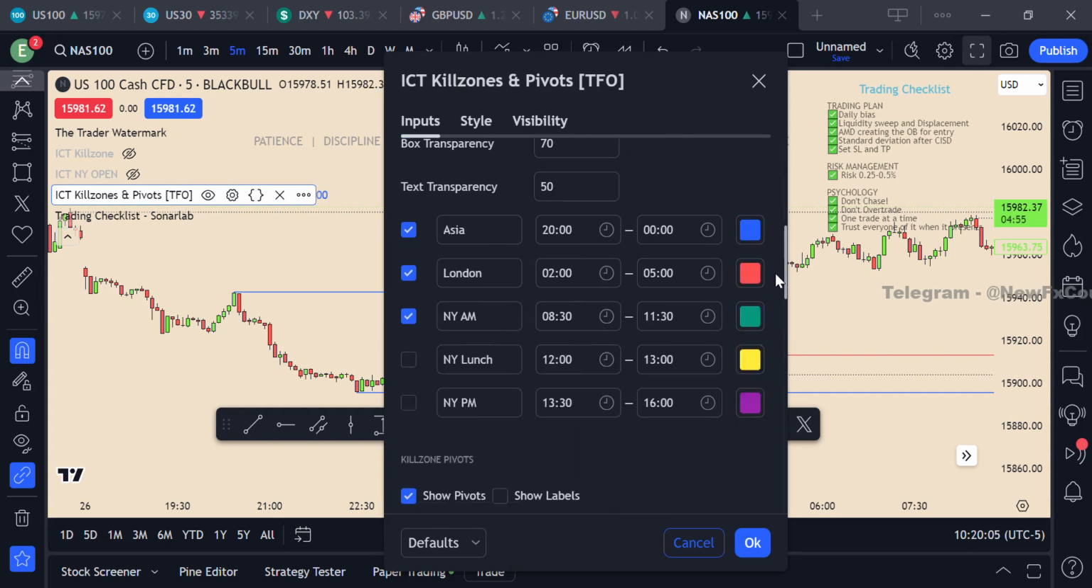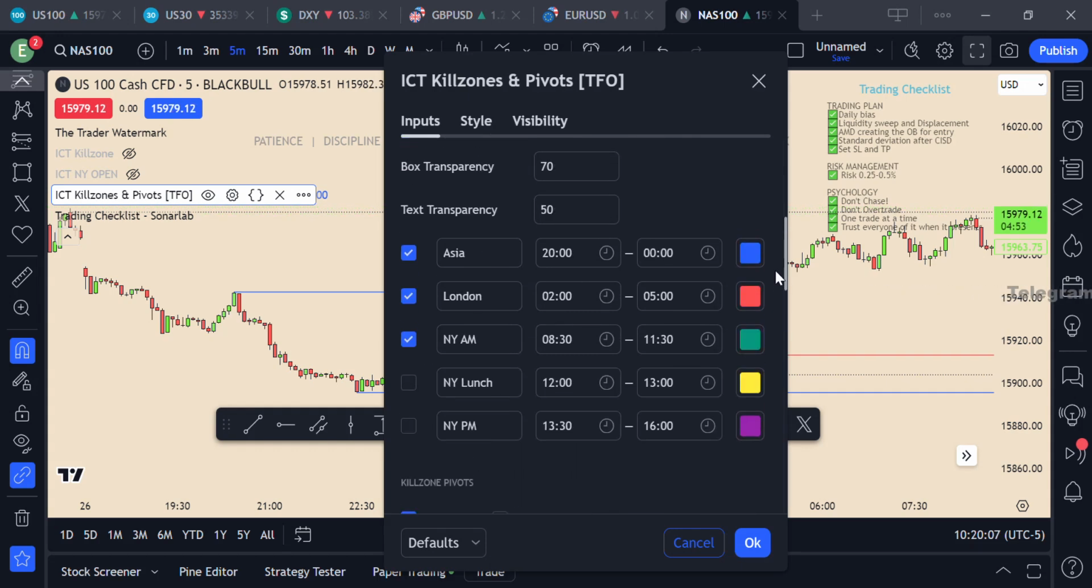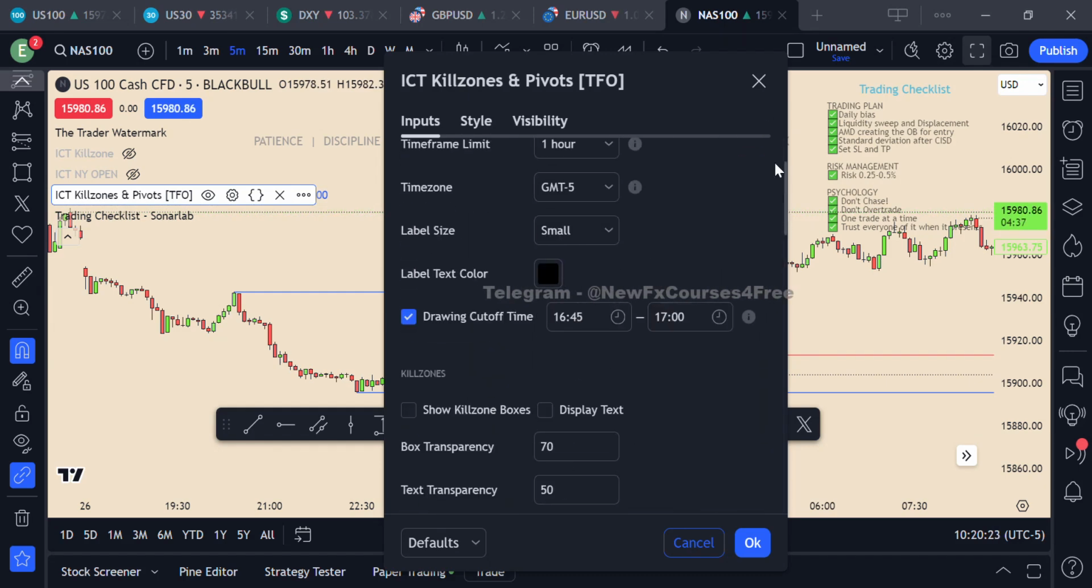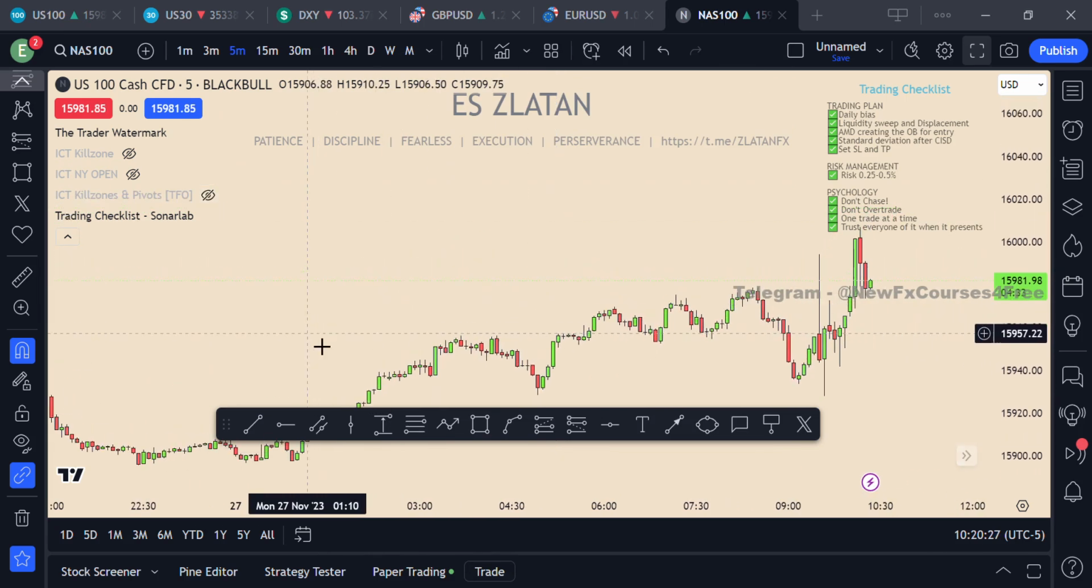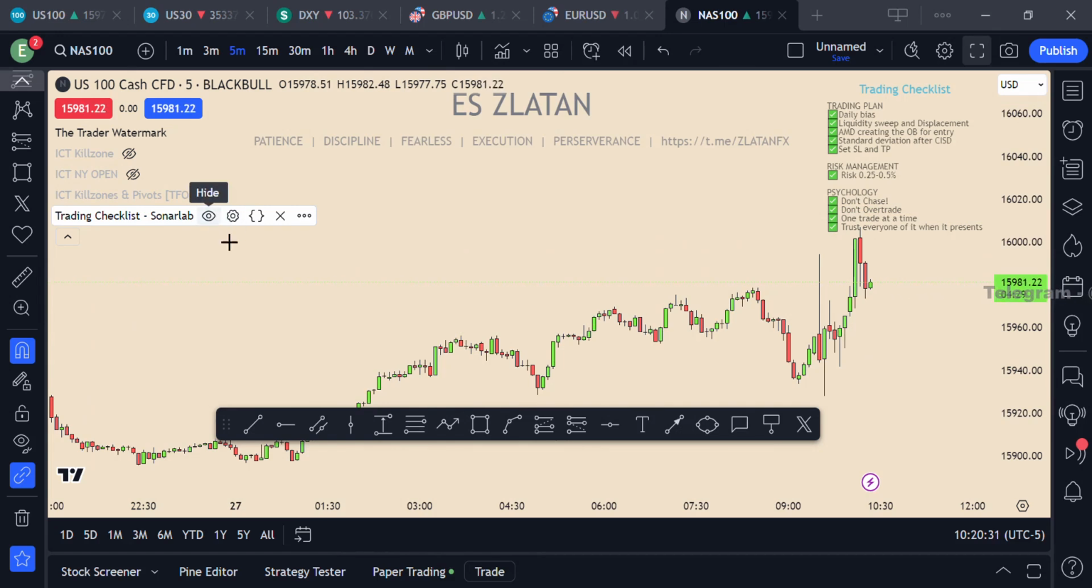So these are my settings: 2 a.m. to 5, 8:30 to 10:30 for the New York AM session. I didn't activate the New York lunch and PM. I only do that when I'm trading the PM session, just for clarity. So you could use those to help yourself while you're learning. But most importantly is this trading checklist. Let it have the set of rules you want to see on the chart before you enter a trade. It's going to help you a lot.